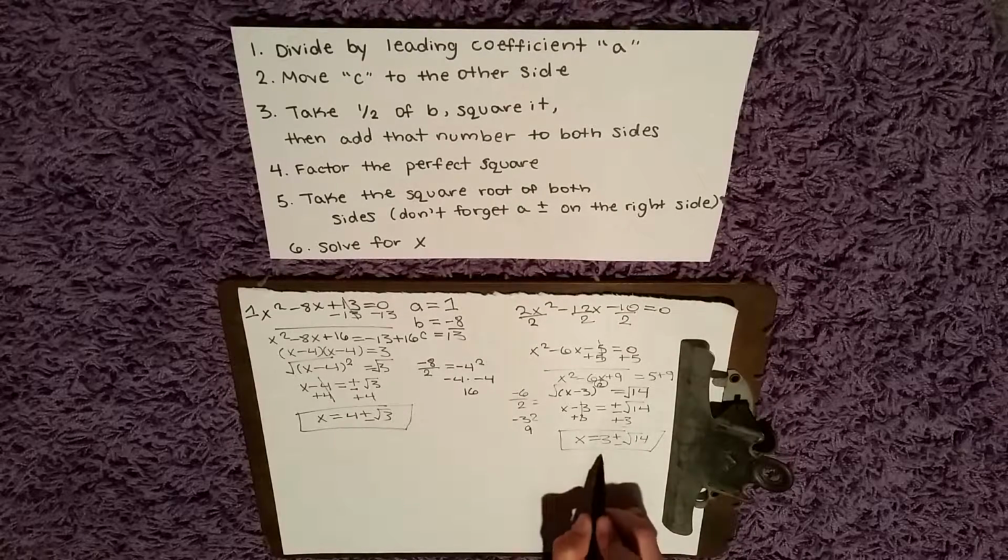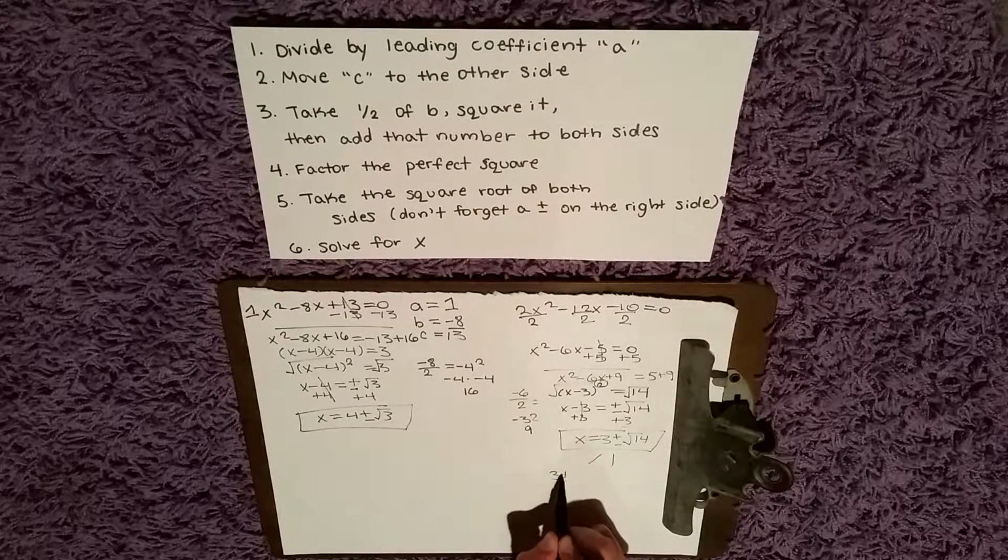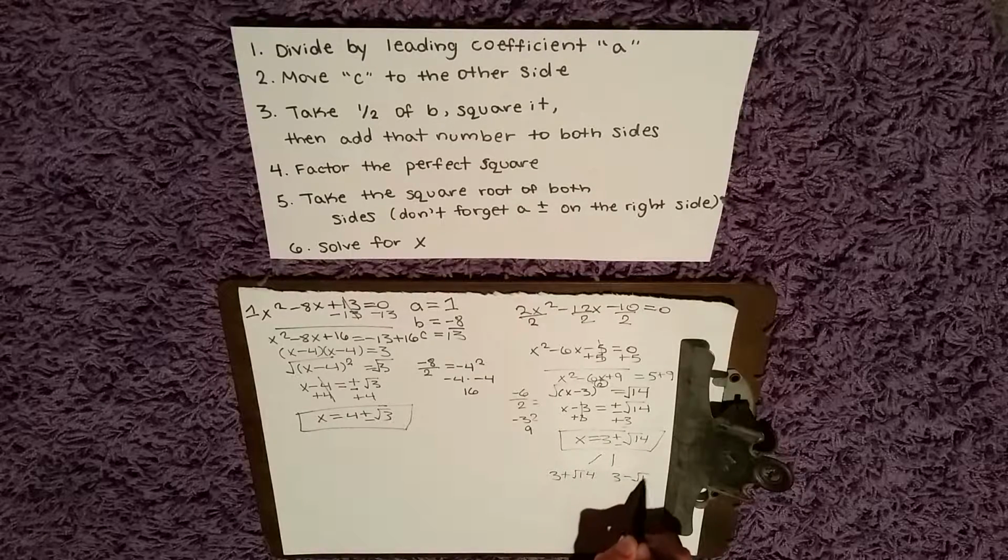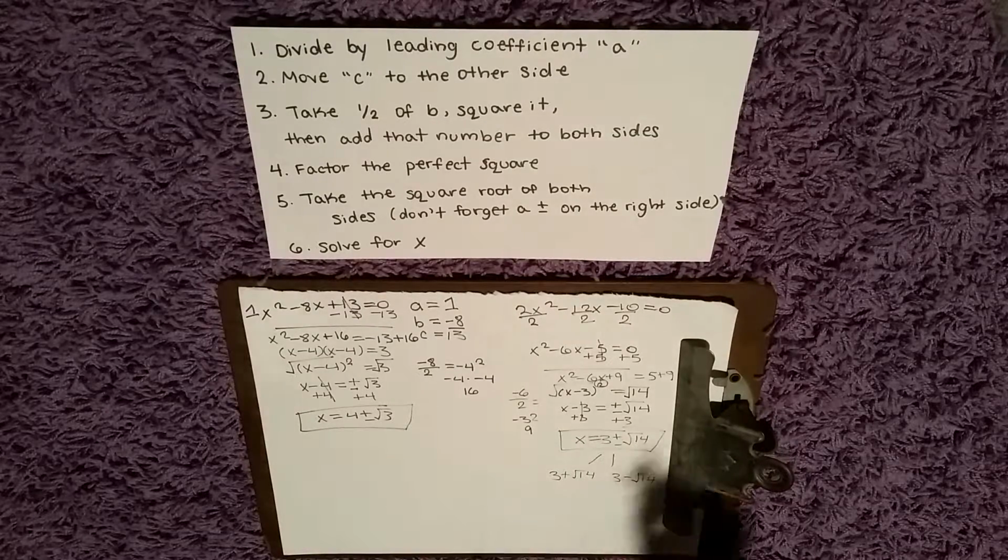Now you could of course take it and do 3 plus rad 14 and 3 minus rad 14. Or you can just leave it this way because it's easier.